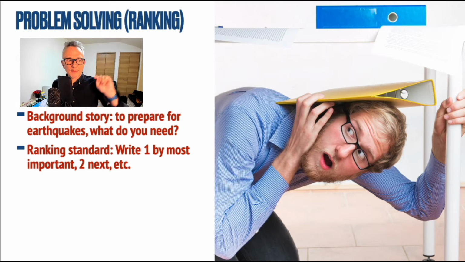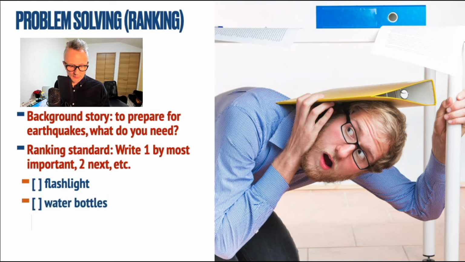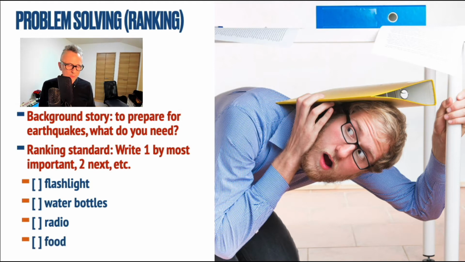Write number 1 by the most important, number 2 by the next important, and then you give the students a list. This is a short list, could be longer, right? Flashlight, water bottles, radio, food. Make a long list, and then the students in groups have to agree on the number for each of the items in the list and rank them, and then explain why they give them their particular rankings. So that's the problem-solving activity with a ranking option. And there are other ways to go about this, and I'll explain more as we go on.